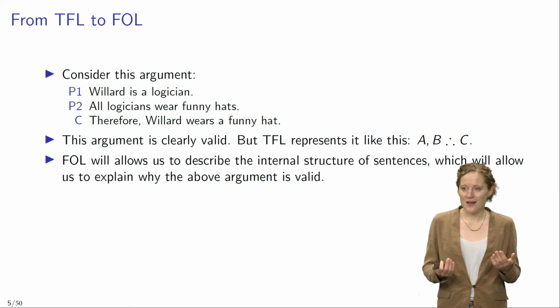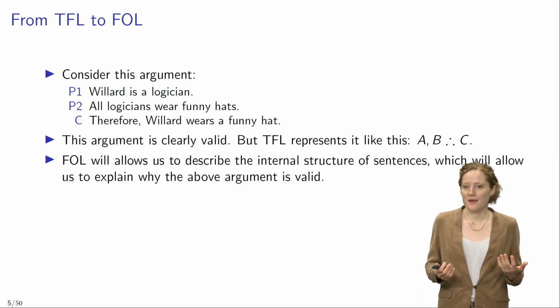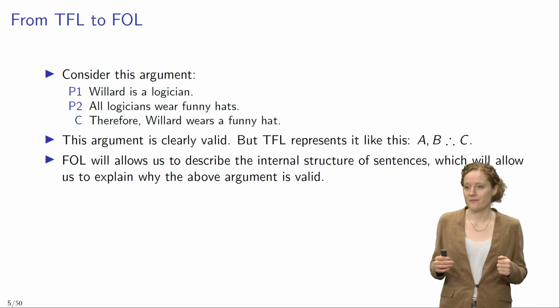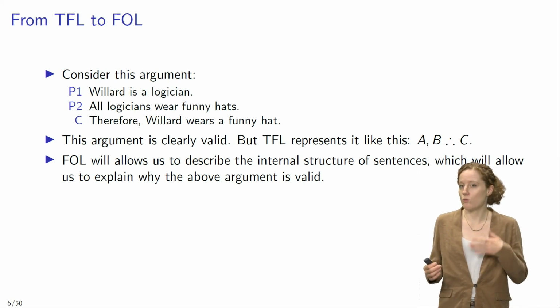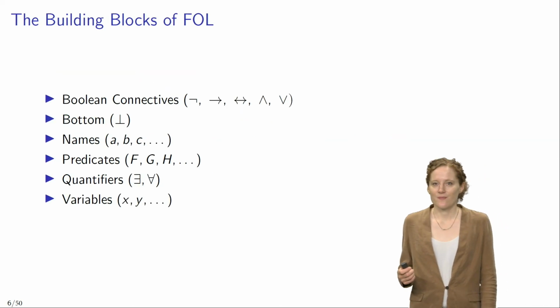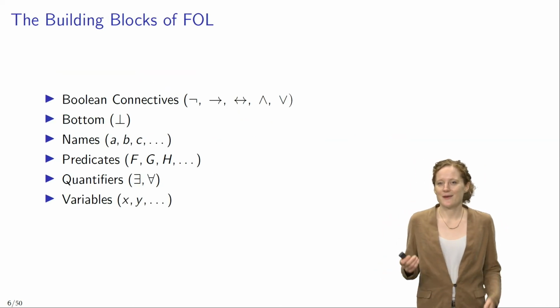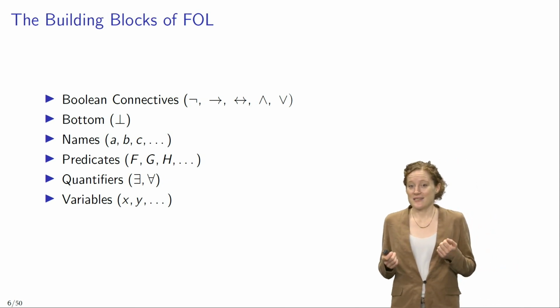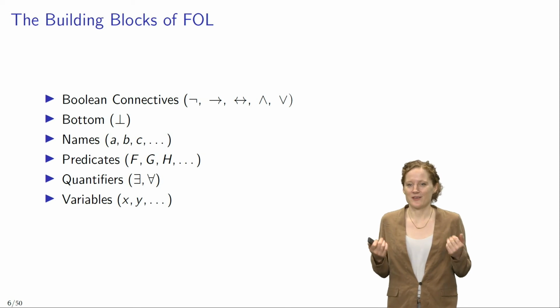Now, FOL is more fine-grained. FOL allows us to describe the internal structure of sentences, and this will allow us to explain why this argument is valid. So let's look at the basic building blocks of FOL. FOL has 6 basic building blocks.